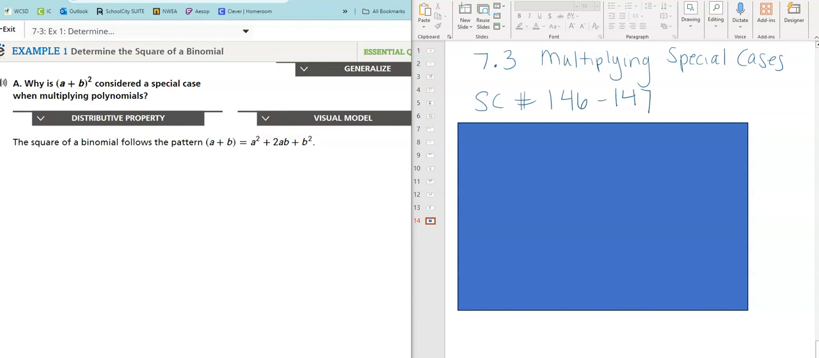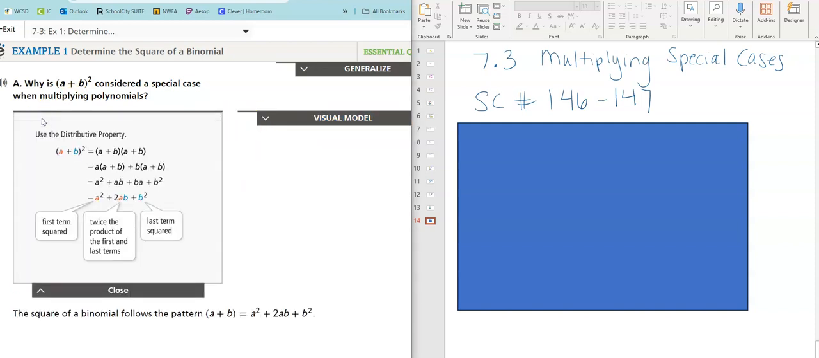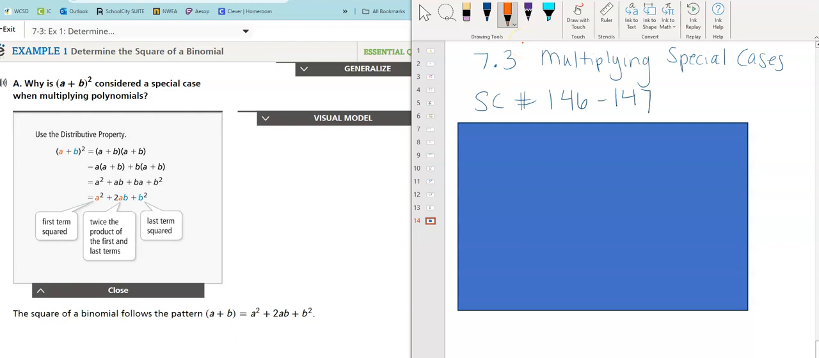Okay, so the first one is what happens when I square a binomial? So why would (a + b) squared be a special case? Here we have a couple different ways we're going to show you. Here's using the distributive property, and you could totally still do (a + b) times (a + b), and then go your first and your outside and your inside and your last. You can still do that.